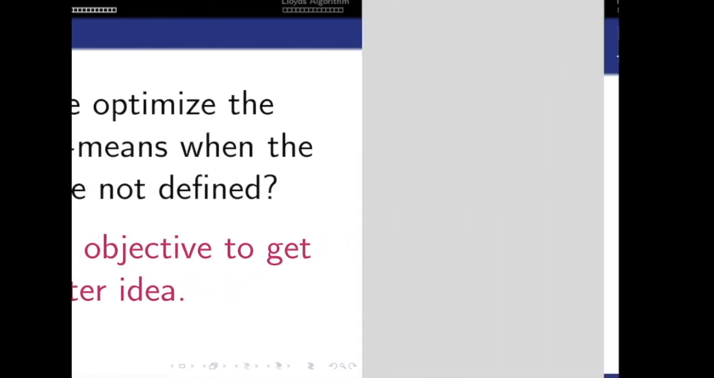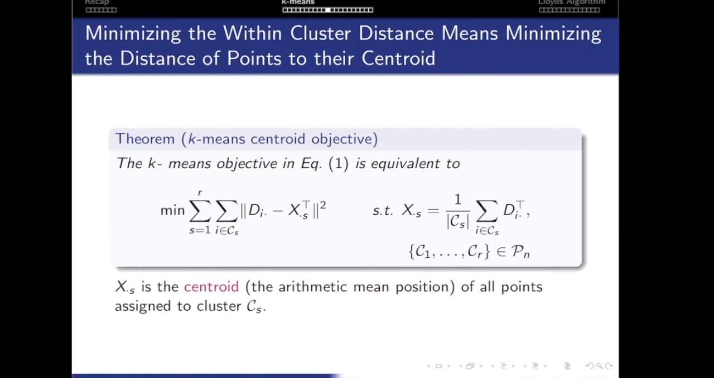Yeah, and what we do here now is to swing our magic math wand, and then we get that minimizing the within cluster distance is equivalent to minimizing the distance of points to their centroid. So here, by this transformation, we get the notion of centroids. And if you want to know how that transformation goes, then you can have a look in the math PDF. So the result here is that the k-means objective, which we have defined before, is equivalent to this objective here.